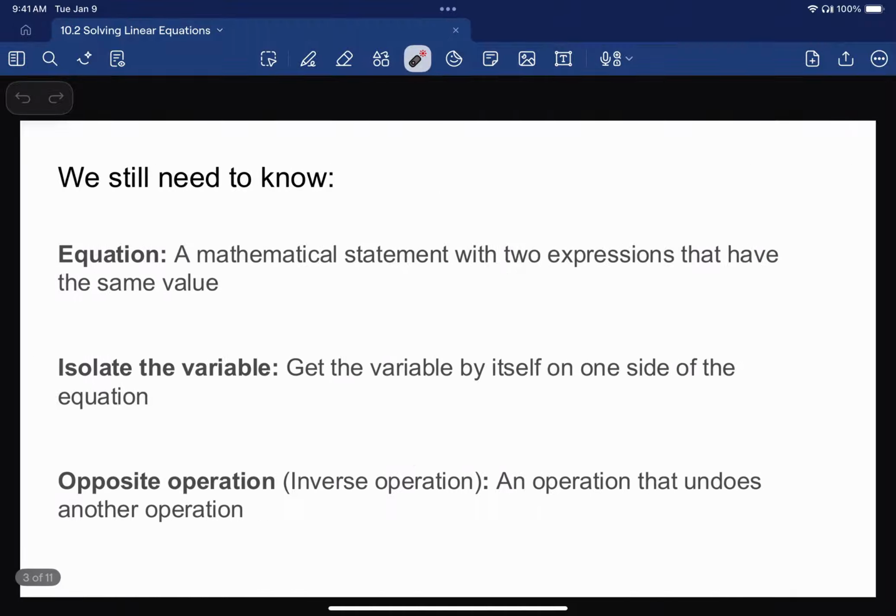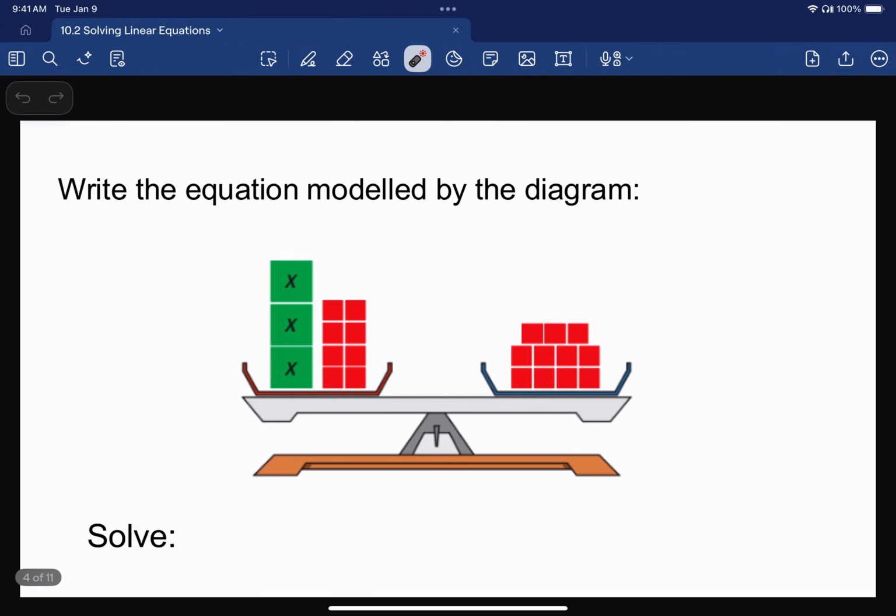So we still need to know, this is from lesson 1 that we had, what an equation is. We still need to know how to isolate the variable, and we're still going to use inverse opposite operations. If you need a review on these terms, check the last lesson.